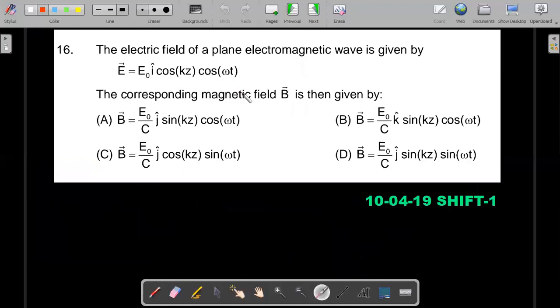This is one of the best electromagnetic wave questions that has been asked, and this is actually a repeat question from the 2016 JEE Mains paper. Okay, so let's see. Electromagnetic waves with standing waves, as you could see. The electric field of a plane electromagnetic wave is given by E naught i cos kz cos omega t. So it's a product. The corresponding magnetic field of the standing wave is given by, and there are 4 options. Want to have a try? Just go ahead, and here's the solution.